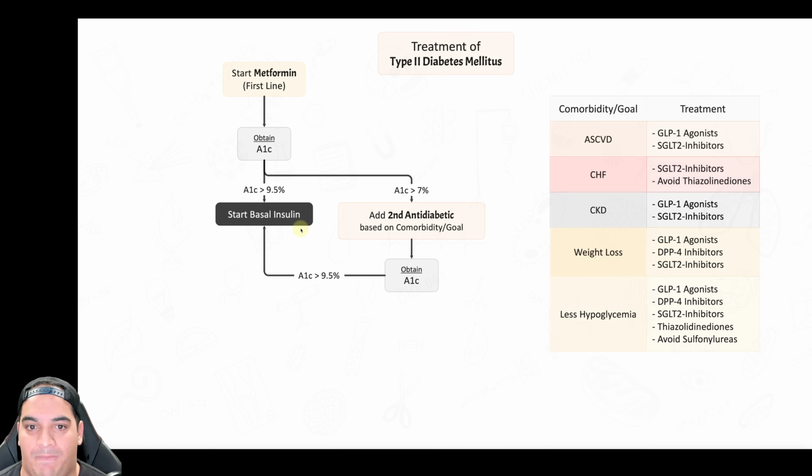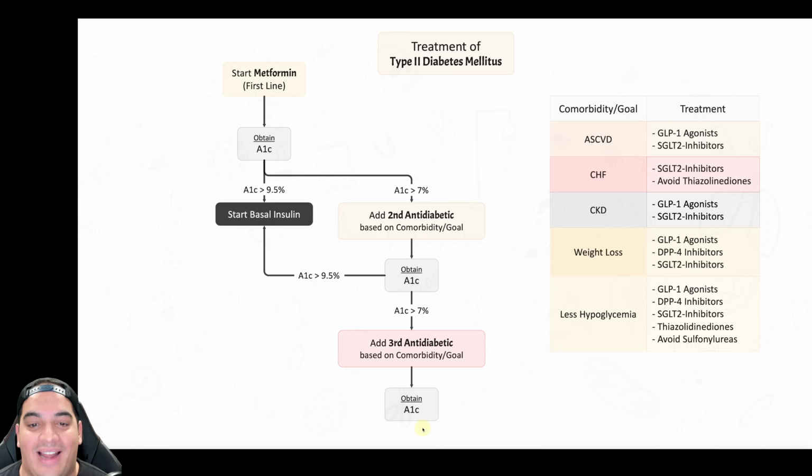Start the basal insulin, all right? Get a little bit more baseline control of their sugars. If it is still greater than 7 but less than 9.5, I can be a little bit more aggressive and I can add on a third anti-diabetic. So let's say I started them on metformin, A1C still greater than 7% after 3 months, start them on a GLP-1 agonist, A1C still greater than 7% after 3 months, start them on an SGLT2 inhibitor.